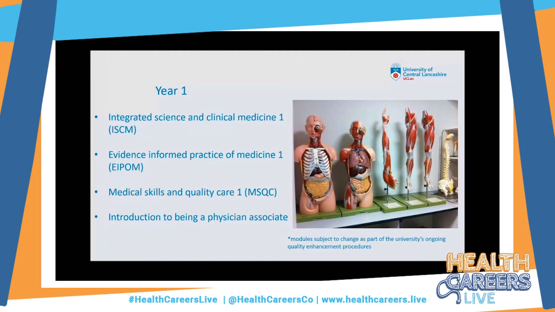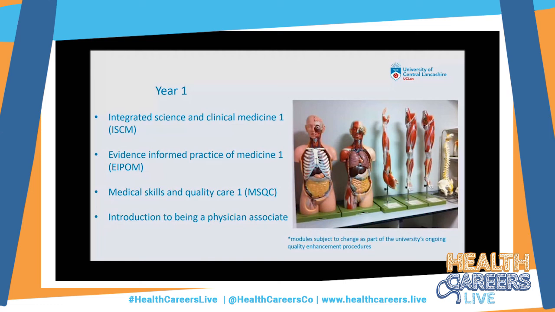The third module, Medical Skills and Quality Care, is all about your clinical content. And that's where you learn how to do a clinical examination, interact professionally, and so on. You also have an introduction to being a physician associate, which is where you learn more about the role.